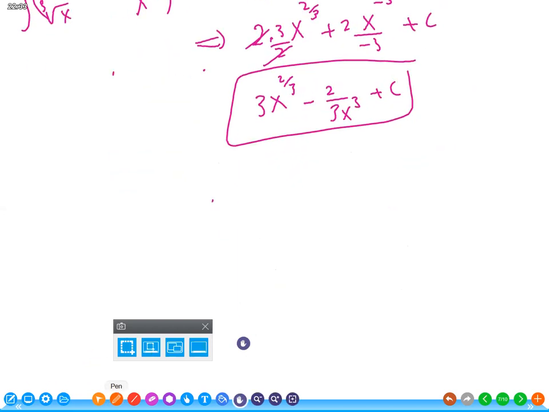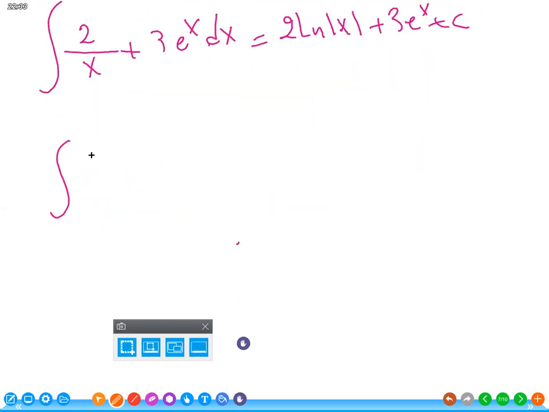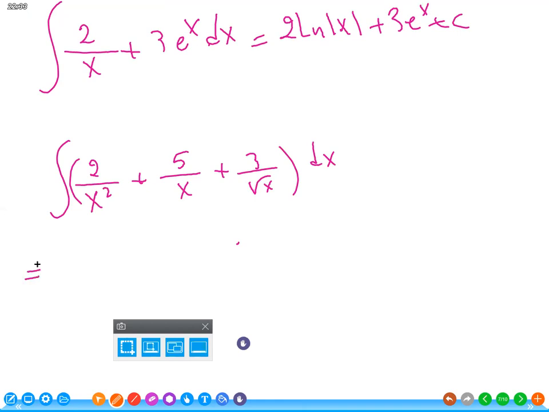Okay. More practice. If you have 2 over x plus 3e^x dx, here it will be 2 ln absolute value of x plus 3e^x plus c. If we have 2 over x squared plus 5 over x plus 3 over radical x dx. The 2 over x squared, it's a special rule, so directly minus 2 over x. The 5 over x, 5 ln absolute value of x, plus the 3 over radical x, 2 radical x, so 3 times 2 radical x plus c.